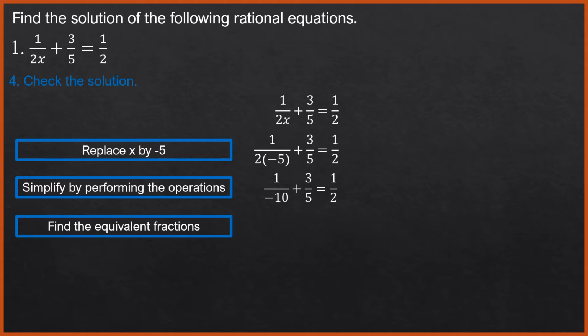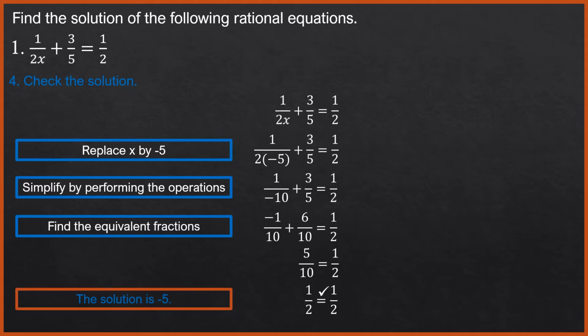Then we find the equivalent fractions, or we find the LCD of 1 over negative 10 plus 3 fifths. Therefore, we have negative 1 over 10 plus 6 tenths is equal to 1 half. Then, by simplifying it, we have 5 over 10 is equal to 1 half. And changing it to simplest form, we have 1 half is equal to 1 half. Since this is a true statement, we can say now that our solution is negative 5.